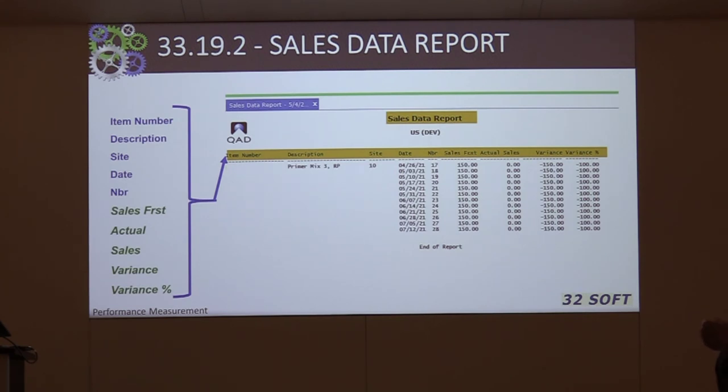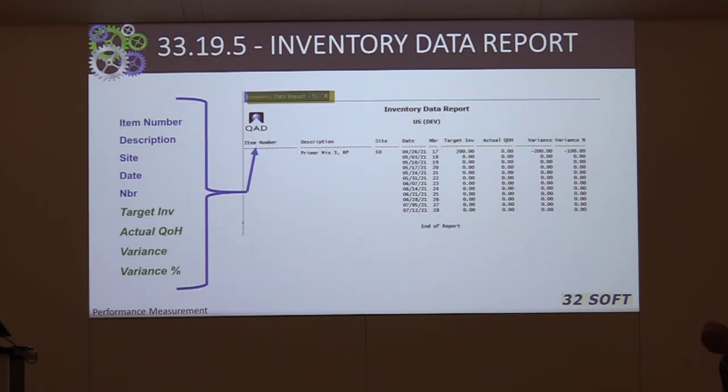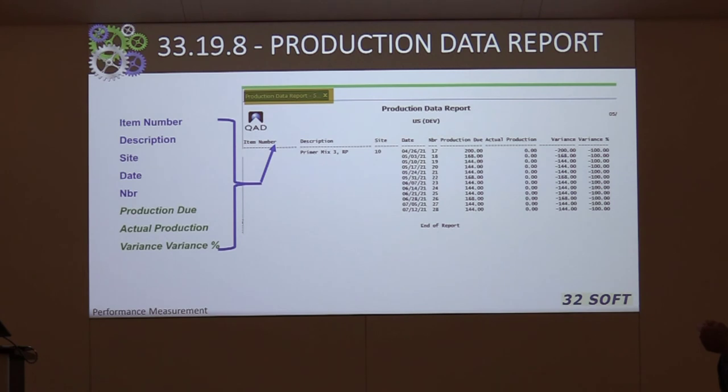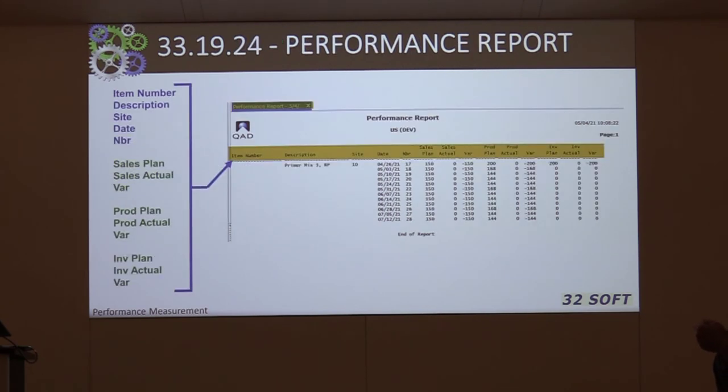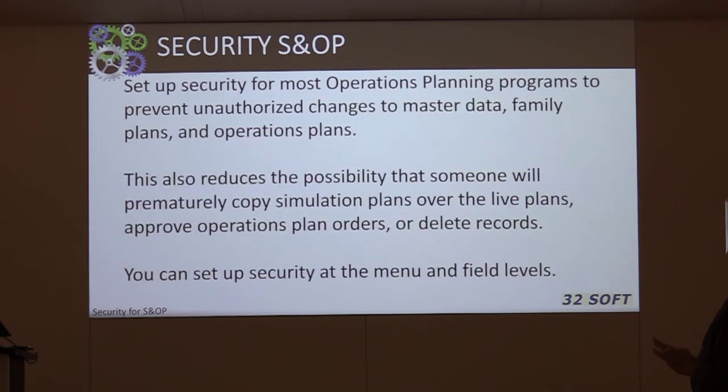33.19.2 is sales data report, 19.5 is inventory, 19.8 is production, and 19.24 is overall the performance report. So this is probably one of the primary tools that you would use to report. And again, don't show senior management this report. Make it pretty, give it a graph, make a picture of it, so you can present that.